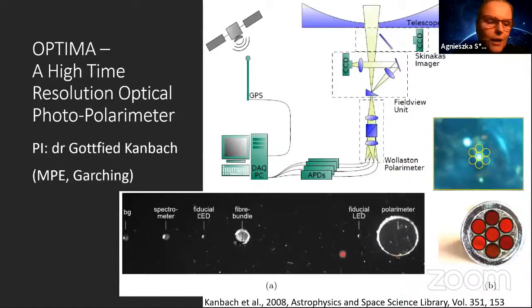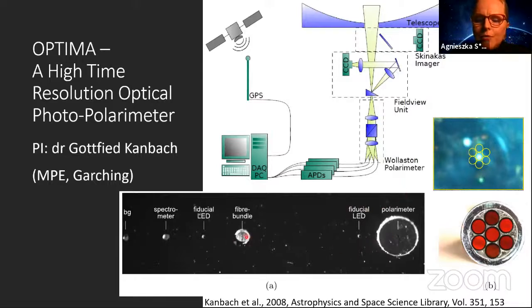I think like a year and a half ago, I gave a seminar at the observatory in Warsaw, so I'm not going to repeat it, but just shortly, we have done so far probably the best optical polarization measurement of the Crab pulsar. This was performed on the Nordic Optical Telescope, which is a 2.5 meter telescope, with the OPTIMA instrument.